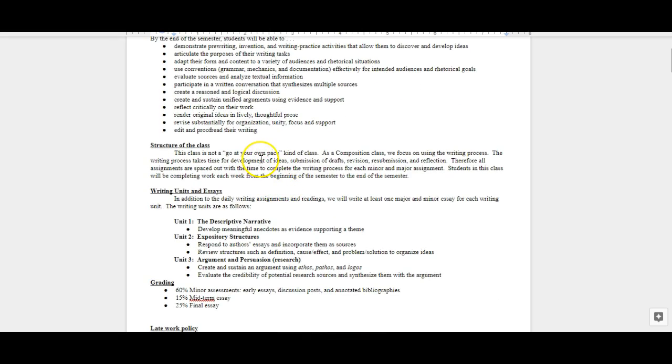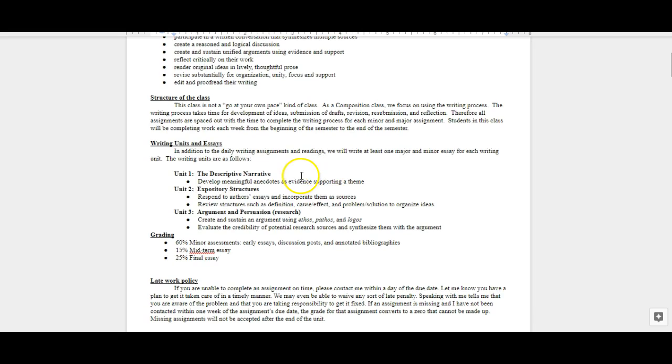Structure of the class, this is definitely not a go at your own pace kind of class. We are focused on using the writing process. So even though it's a 5-week course, we're still going to take the time to develop our ideas, submit drafts, make revisions, and also do reflection. The arguments are spaced out with the time to complete the writing process for the assignments. So you'll be completing work each week from the beginning of the semester to the end of the semester.